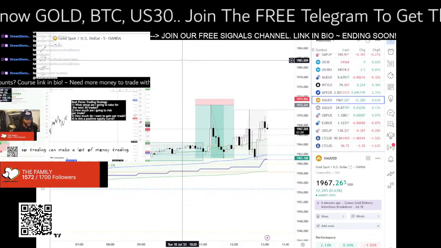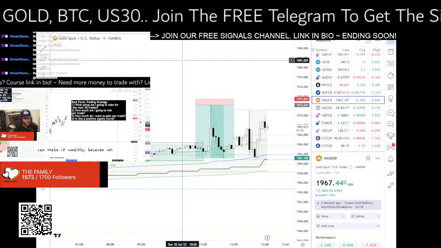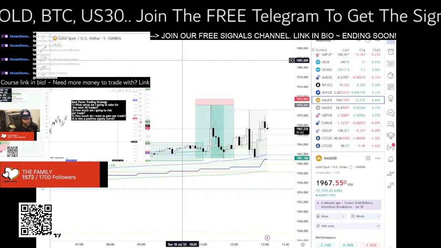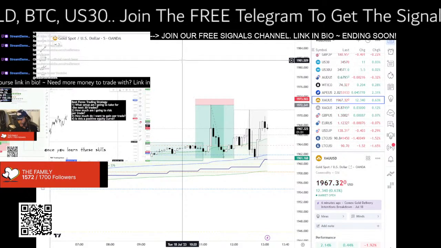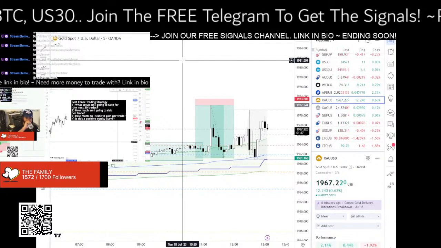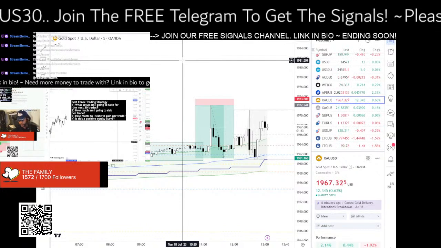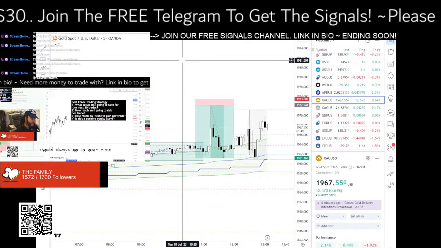So trading, you can make a lot of money trading. Trading can make you very wealthy. I would say it can make you wealthy because you can never really go down once you learn these skills. No matter how far down you go, you're always growing your equity curve. So you're always going up over time.